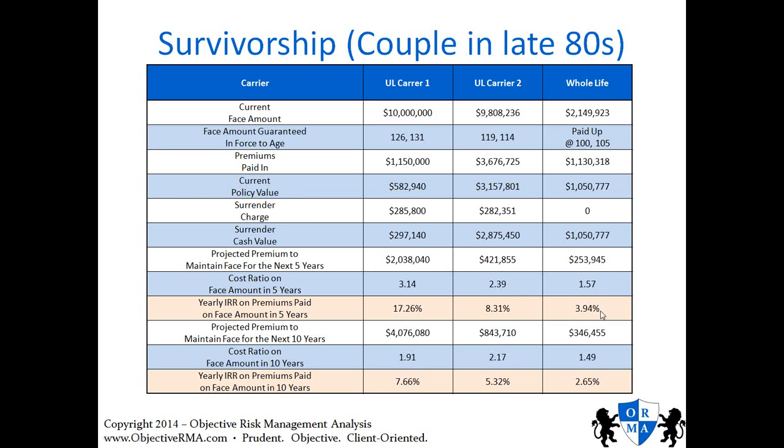If you look at the internal rate of return on the premium paid, it's actually one of the less efficient policies based on the face amount. And when you look at this first UL carrier, they have the highest premiums projected to be paid. But even though the premiums are the highest, if you look at the internal rate of return on the premium dollars paid, that particular carrier actually offers quite a strong value.